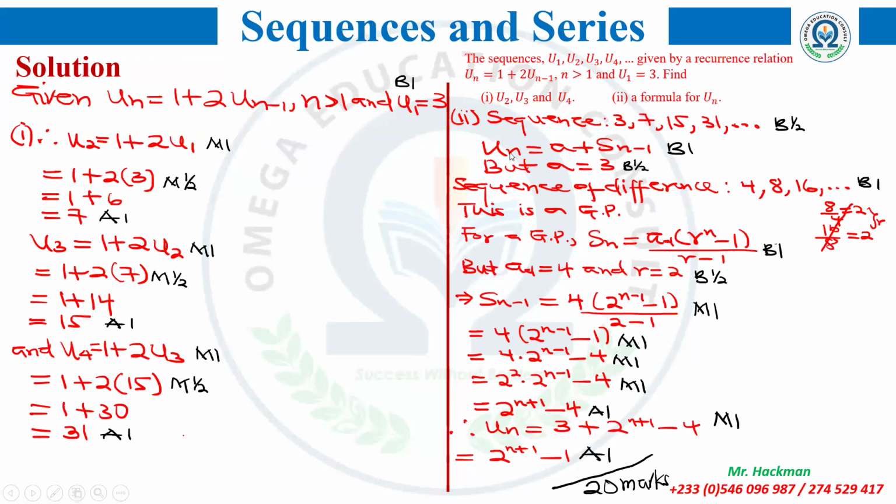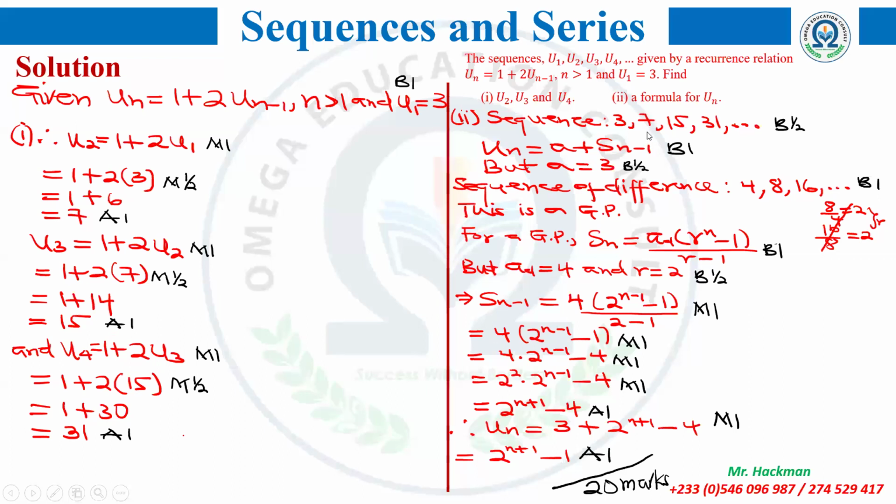So in this case, I know U sub n will be equal to A plus S sub n minus 1, where A is the first term of the original sequence, which is this sequence. So I know A is equal to 3. And S sub n minus 1 is the sum of the first n minus 1 terms of the sequence of difference, not the original sequence. So here, I don't know S sub n minus 1 because I need to get this from the sequence of difference. So that will inform me that I need to go and find my sequence of difference.